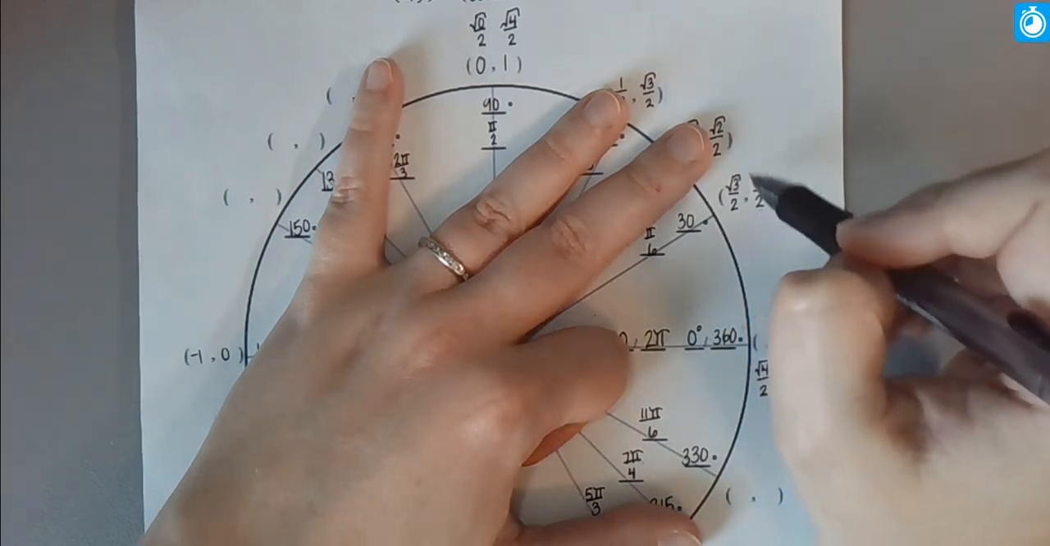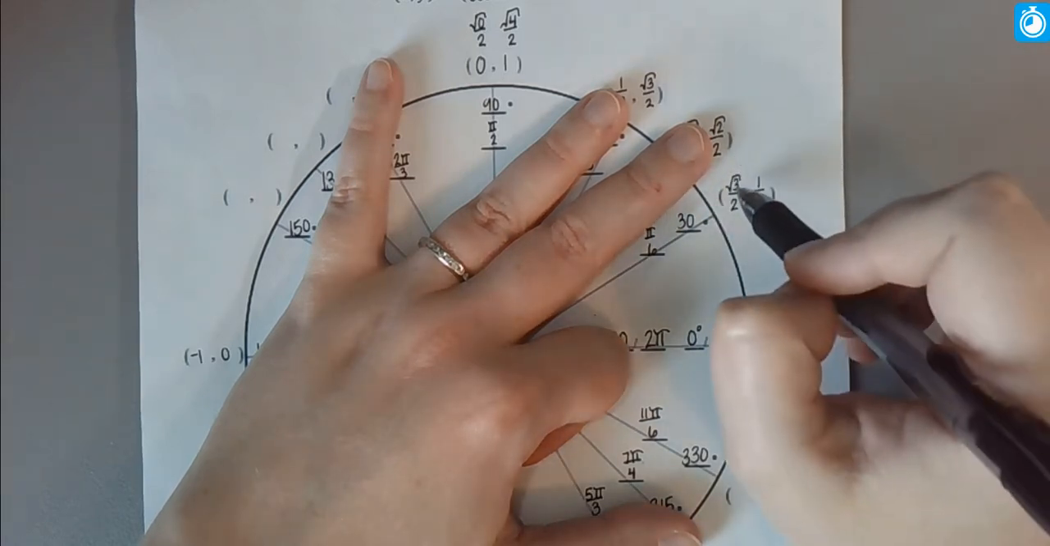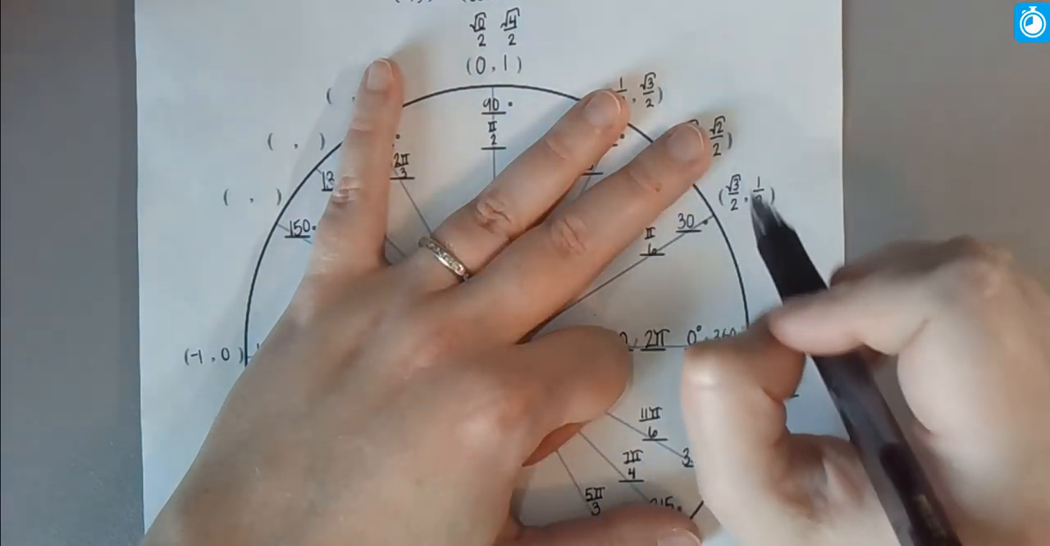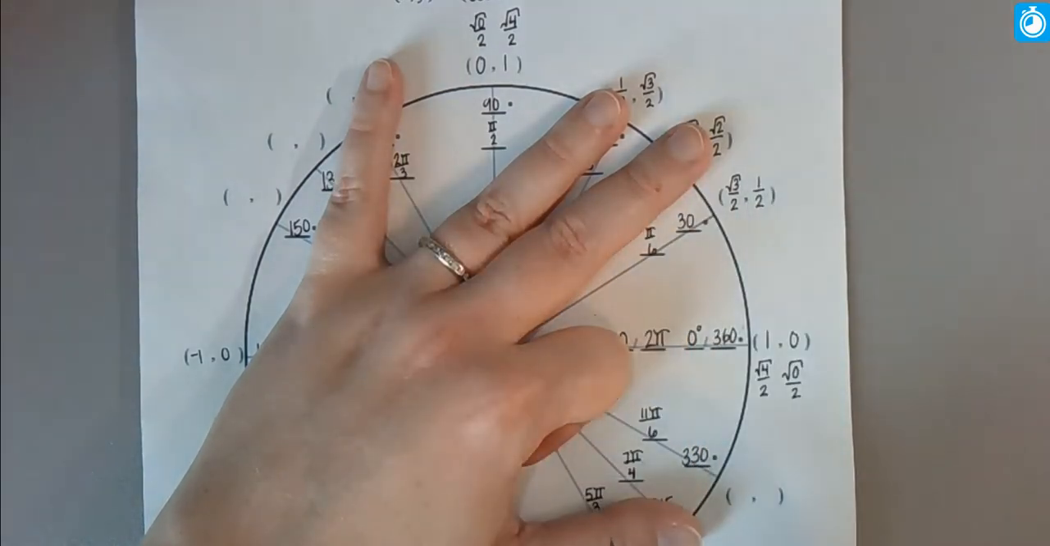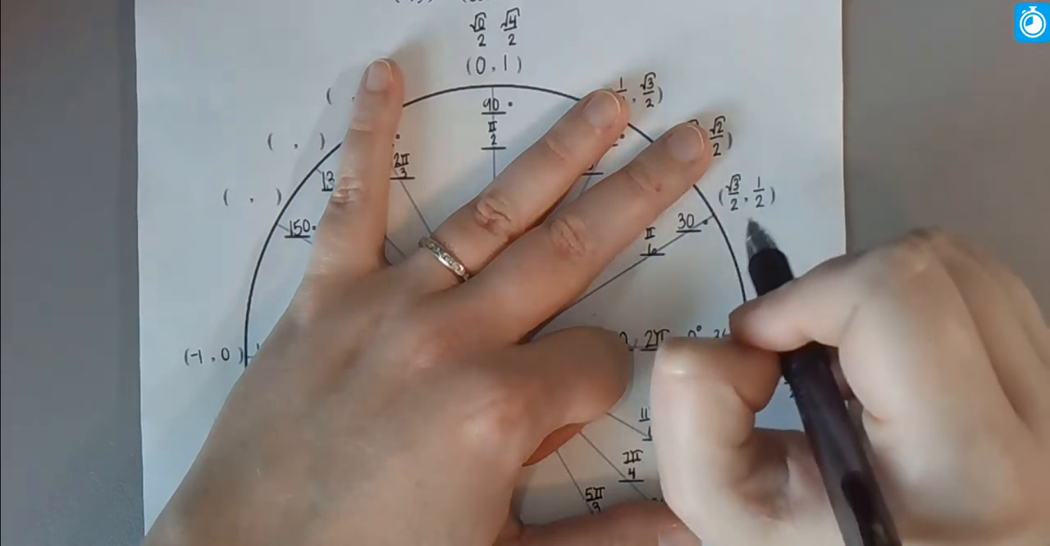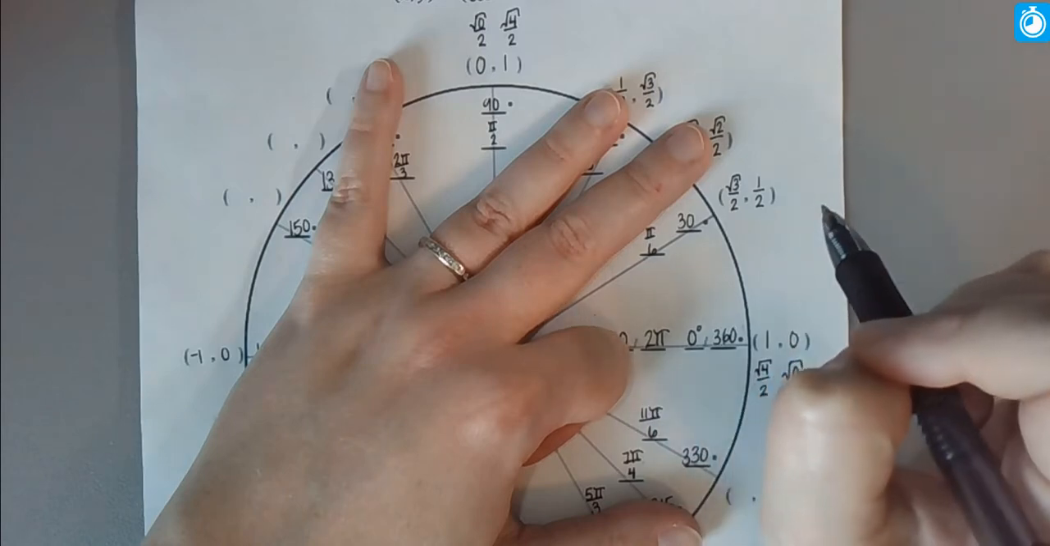So the left-hand coordinate is going to have a numerator containing a 3, and the right-hand coordinate is going to have a numerator containing a 1. So root 3 over 2 and then 1 over 2. And you just have to memorize the denominator of 2.